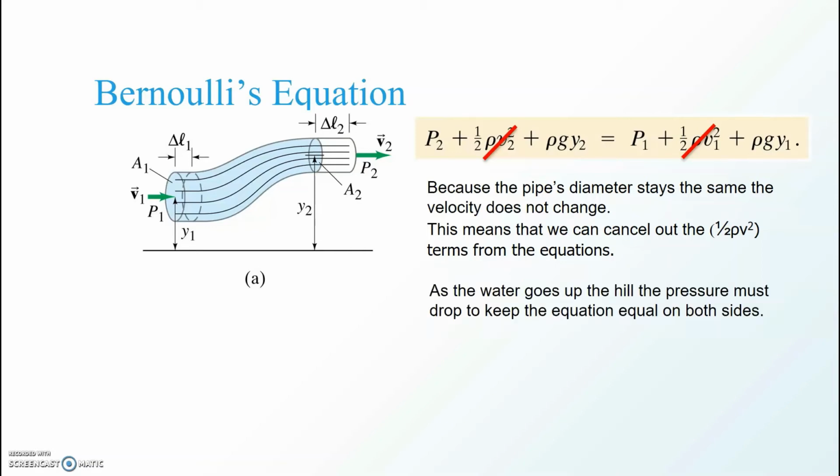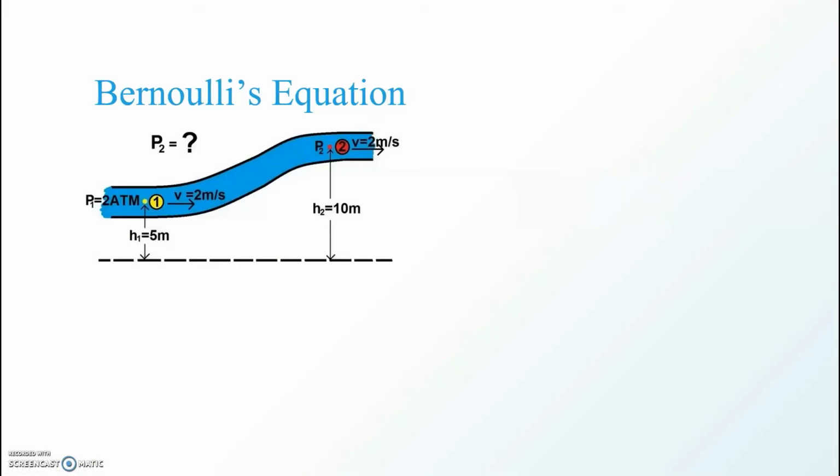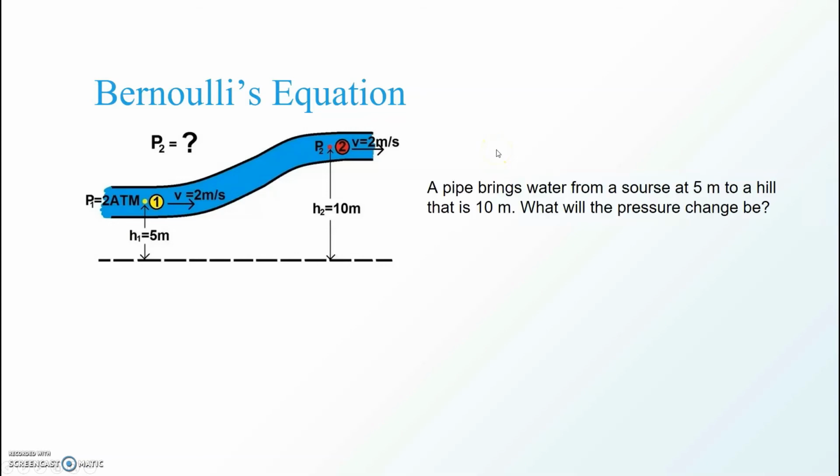Now, as the water goes up the hill, it gains height. That means that in order to do that, it has to take energy from somewhere. So as we started at a lower distance, the pressure is high. As we go up higher, the pressure decreases. So if you don't change the velocity, the pressure will go down.